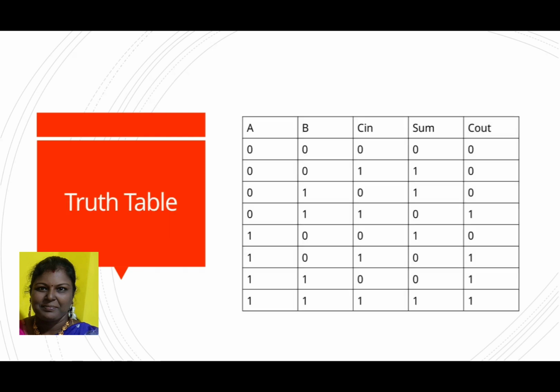Here we have a truth table for a full adder circuit. It shows all possible combinations of the inputs A, B, and carry-in, or Cin. For each combination, the table lists the resulting sum and carryout, Cout. Notice how the sum flips between 0 and 1 depending on the inputs, while the carryout signals when a value needs to be carried to the next bit. This table is fundamental for understanding how binary addition works at the logic level.